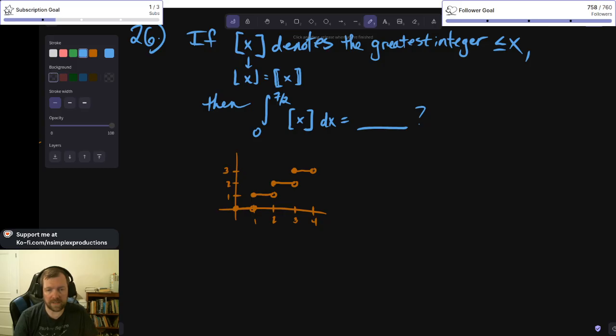Then we're looking at taking the integral. So we're going to go from 0 to 1. We get a value of 0 in here. So that's easy enough.